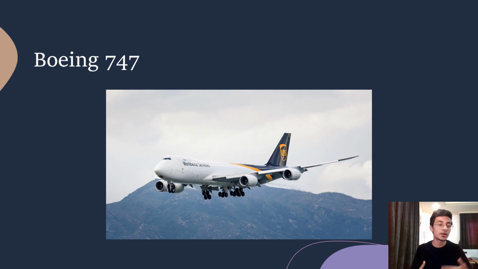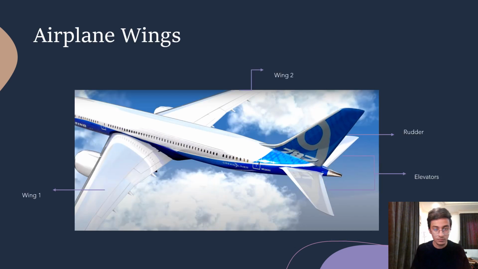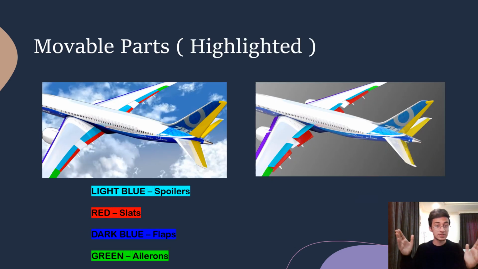Now, when you first look at an airplane, you can notice that it has engines, wings, tail wing, tires, etc. But now, let's have a closer look at the wings of an airplane. If you look closely, you can notice that the wings are not made of one single piece, but in fact, they have some movable parts attached, which play a major role in the engineering of an airplane. As you can see from the diagram, the highlighted areas are the movable parts of the wing.